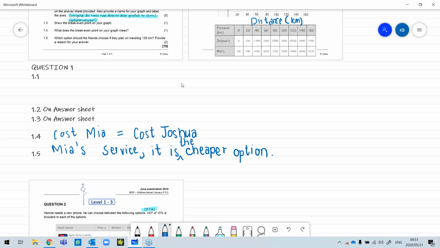It is the cheaper option. So very, very important. The question says provide a reason for your answer. If you only say Mia's car service, you will not be awarded full marks.